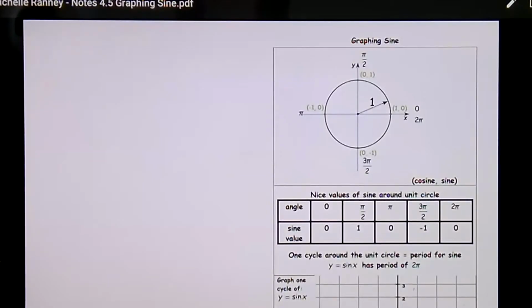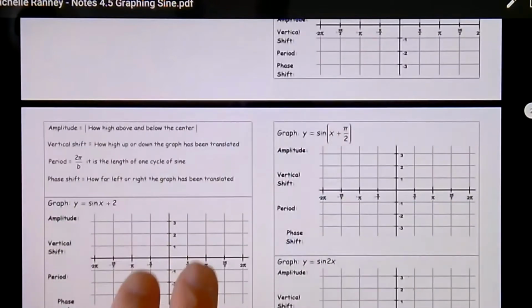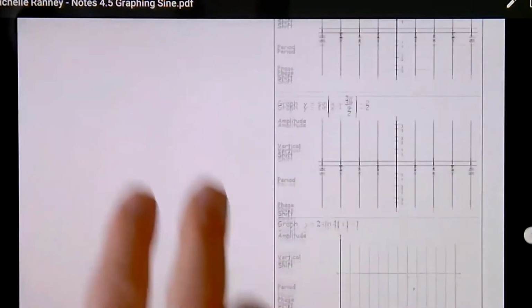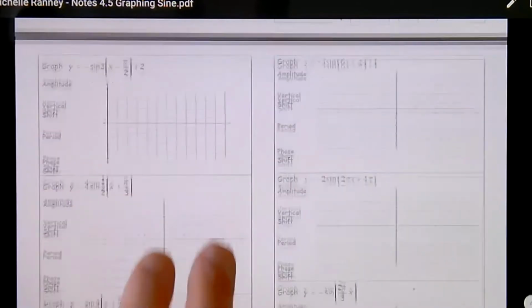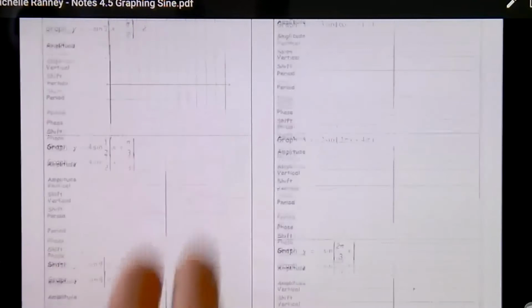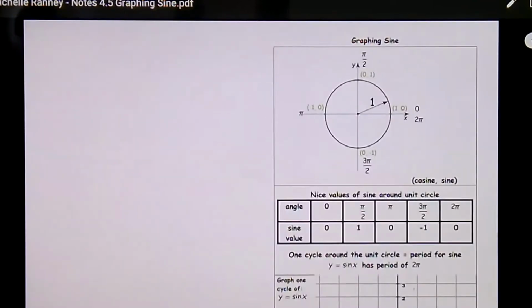So I attached for you guys notes on 4.5 graphing sine. We're going to be using this if you want to get that out on your phone or on your tablet so we can edit. Okay, so this is what it looks like. Okay, and I'm going to show us a couple things on the computer to start with.